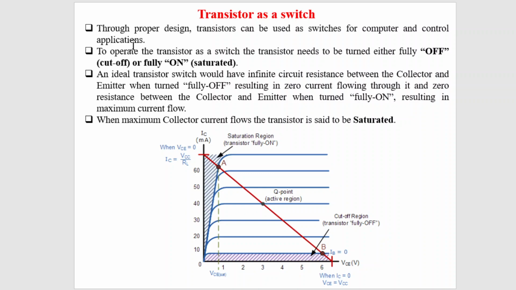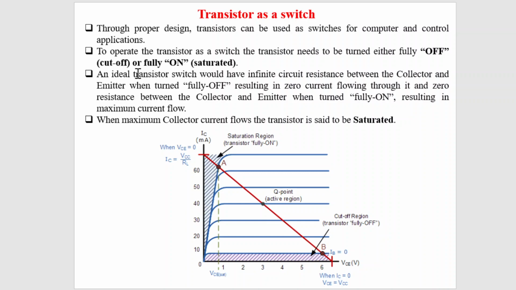In order to operate a transistor as a switch, we require to turn the transistor either fully off or fully on. When the transistor is in fully off state, that means the transistor is in cutoff region. When the transistor is in fully on state, the maximum possible collector current will flow. That state is called the saturation region.